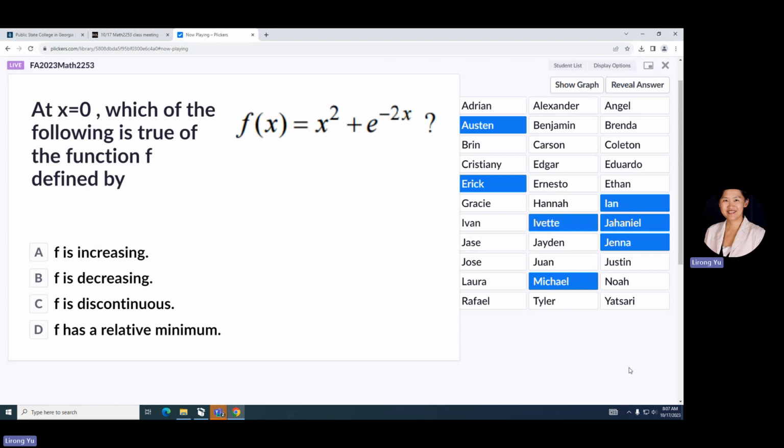Remember, first derivative positive means increasing, first derivative negative means decreasing, first derivative equal to 0, then you have to figure out if it's before or after. Is it a maximum or minimum? Or is it a flat point that's not one of them?